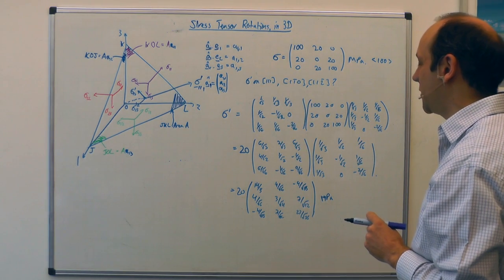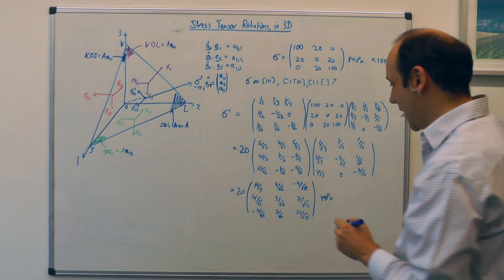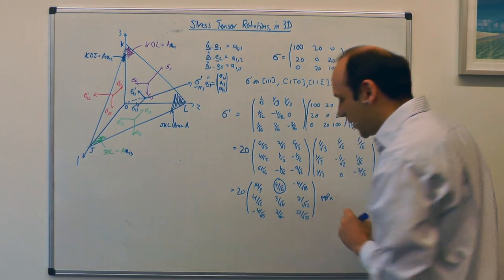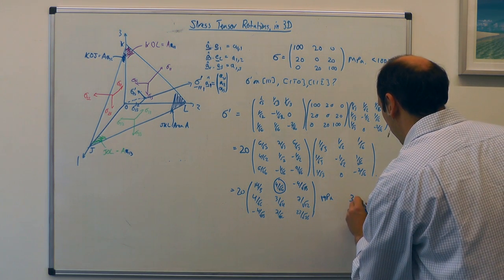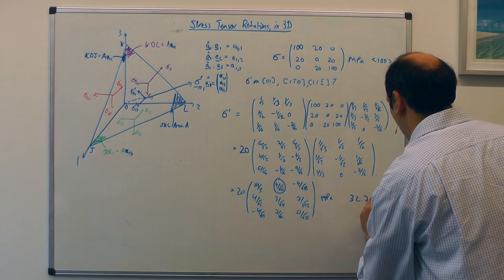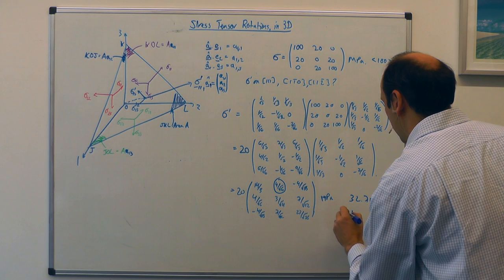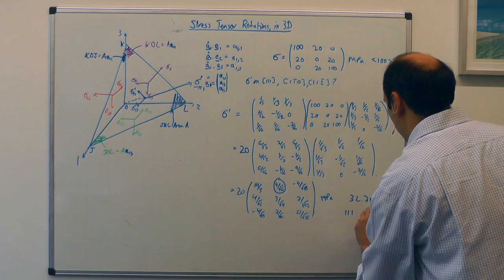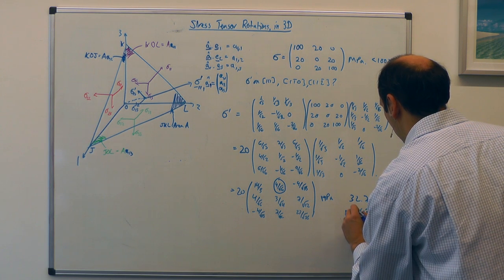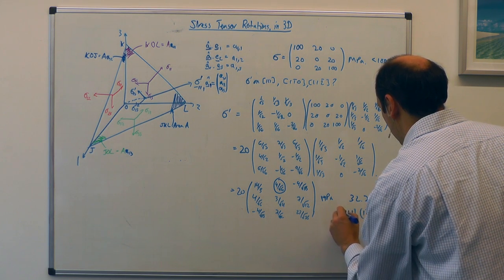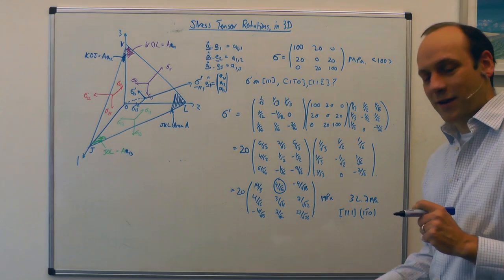That's it, essentially. So if I want to know what the stress is on the 110 plane, because I'm interested in the shear stress on that dislocation, then that's that number times 20, which is 32.7 MPa on the 111-110 plane in the 111 direction. So that's the shear stress on that dislocation.